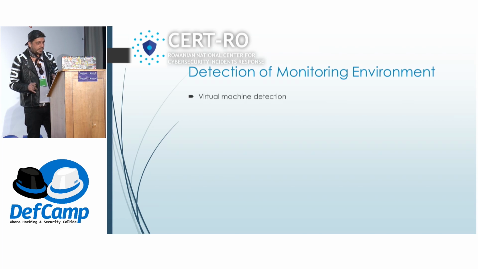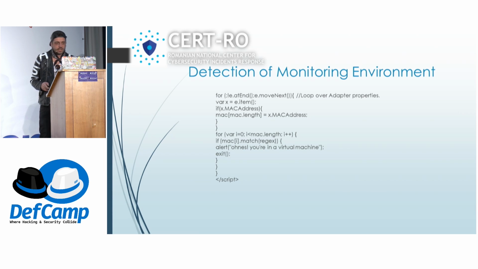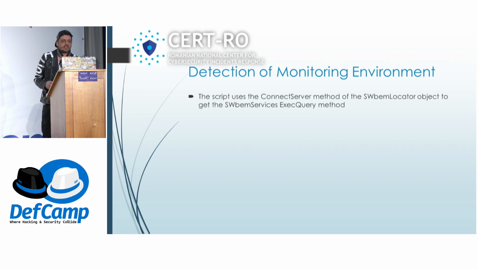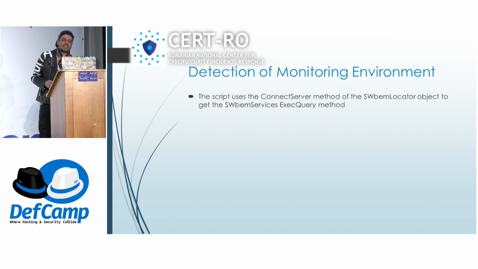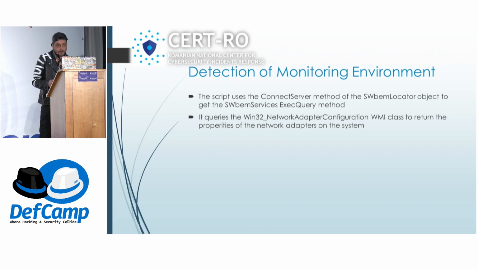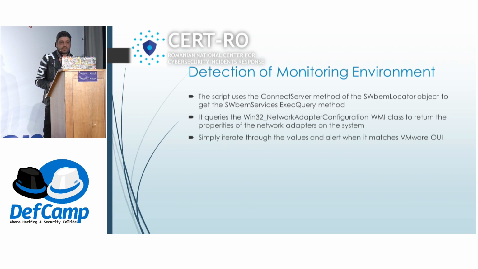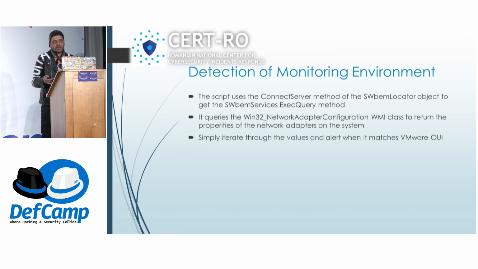I found in Internet Explorer a very nice snippet that would allow the hacker to read the MAC address of the client's machine. The code does this because it uses the ConnectServer method of the SWbemLocator to get the SWbemServices ExecQuery method. It queries the network adapter configuration class to return the properties of the network adapters on the system, and simply iterates through the values and alerts if any value matches the VMware OUI.